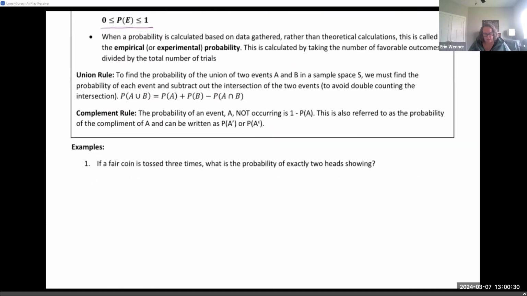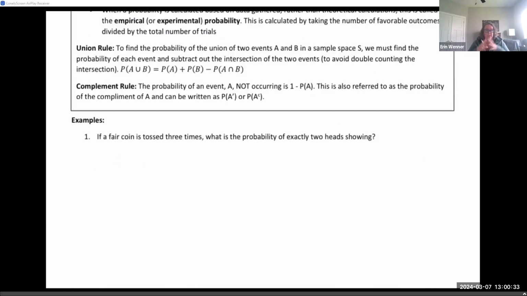Again, I like to make myself pictures. So with probability, we talk about drawing tree diagrams, which is what I'm going to do for this first example. But always try to visualize what you're talking about, or else it makes it really hard to wrap your brain around, right? And so in number one, it says a fair coin is tossed 3 times. What is the probability of exactly 2 heads showing?